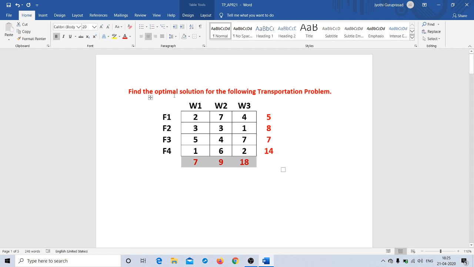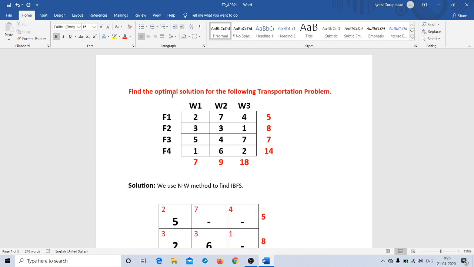Now the question is only to find the optimal solution, right? When such questions are given to you, it is total liberty for you to find out the IBFS through any methodology. It can be Northwest method, least cost, or Vogel's approximation method, because by and large in transportation problems, these are the 3 methods which we use to obtain the IBFS. So since nothing is given, I'm going to use the Northwest method to find the IBFS for this particular problem, right?